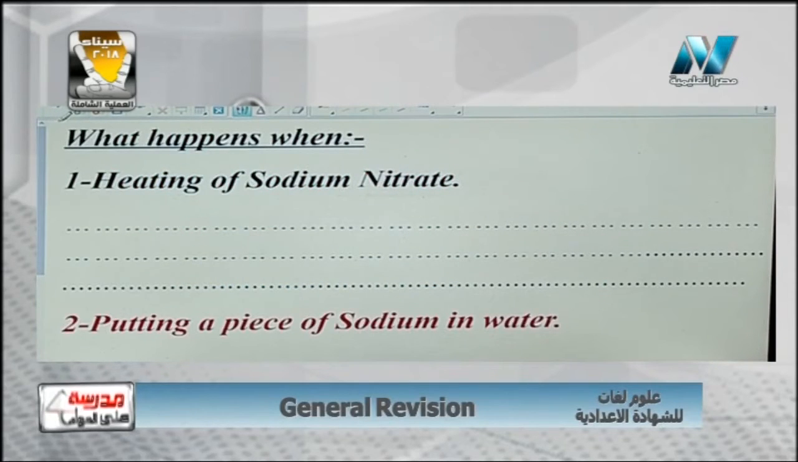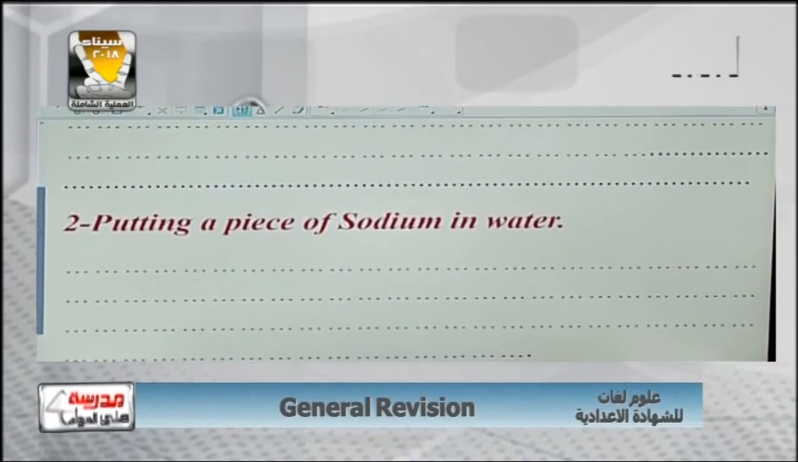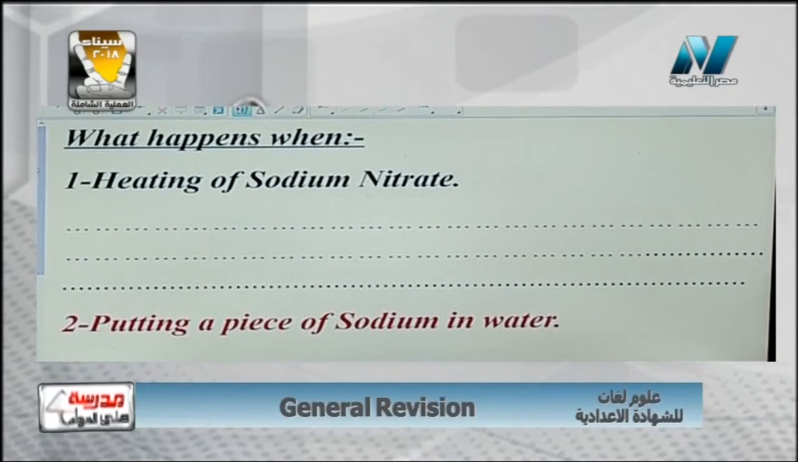هنا بيقول لي what happens when heating of sodium nitrate and next one is putting a piece of sodium in water. طبعا هنا we can answer by using chemical equation. Some students may answer by using مثلا words, statements. ممكن يجاوبها عادي كده، بس أنا بفضل يعني to remember the chemical equation to answer many questions by using chemical equations. طبعا هنا بيقول لي صوديوم نيتريت، الصوديوم Na، نيتريت NO3.